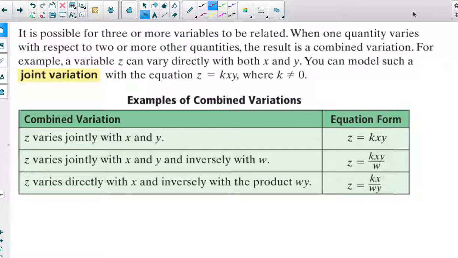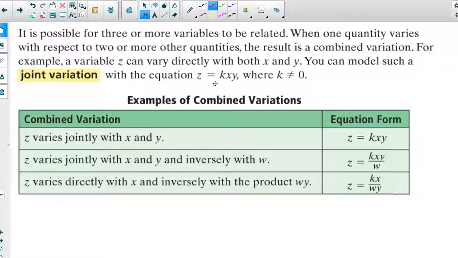When one quantity varies with respect to 2 or more, the result is a combined variation. For example, a variable z can vary directly with both x and y. You can model such a joint variation with the equation z equals kxy. You have to have the k because that's your constant of variation.